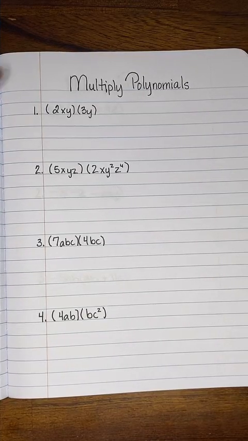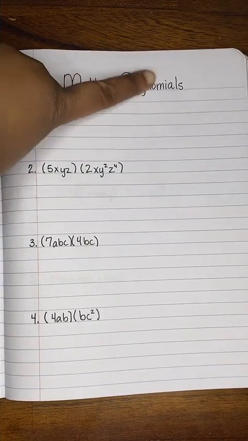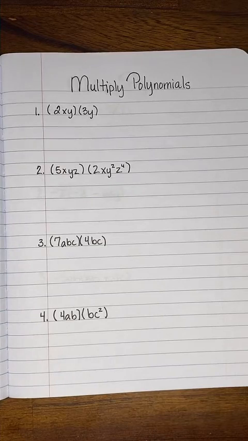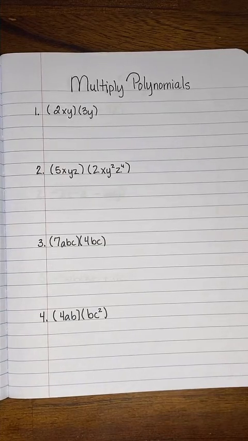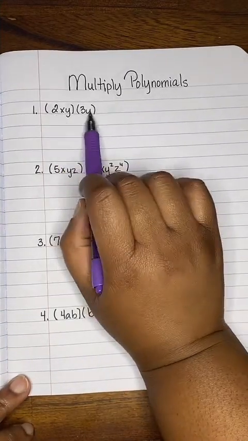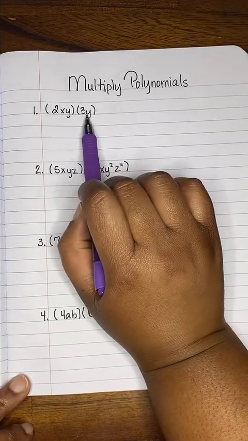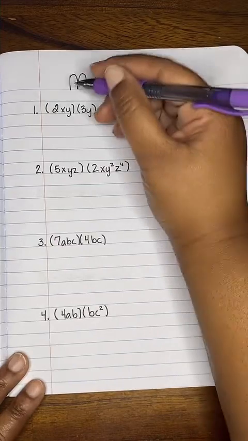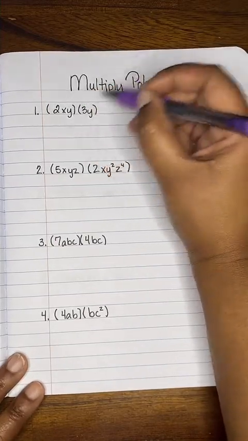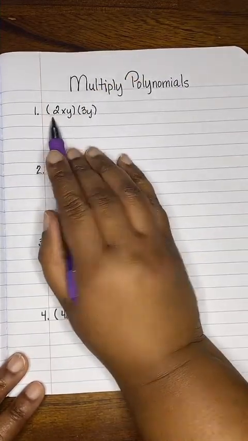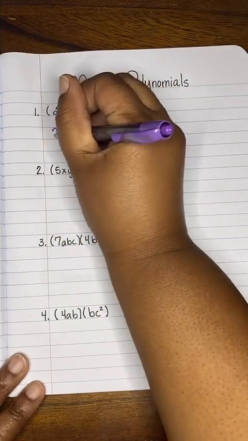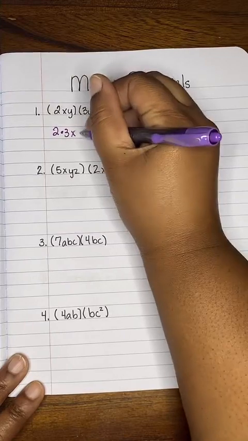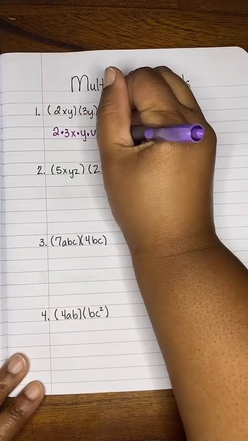So multiply polynomials. Remember, we just learned what a monomial, binomial, trinomials. These are monomials that we're multiplying together, okay? This is where those exponent rules come in. So we have 2xy times 3y. So how I like to separate it is I do 2 times 3. Okay. Then I have the x, and then I do y times y.